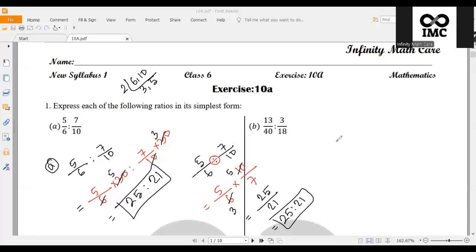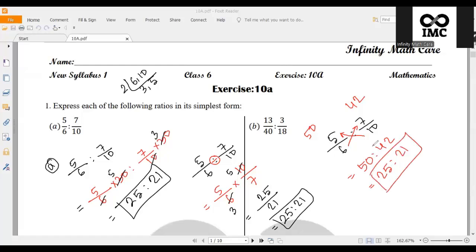Okay. Now, the last method is very interesting, very easy. We will use this one when we have only two terms. That is the cross multiplication method. That is 6 7s are 42, 10 5s are 50. So 50 is to 42. Now convert into lowest terms. 50 and 42 are both divisible by 2. So 50 by 2 will be 25, 42 by 2 will be 21. Okay. So look, in three different ways we can get the same answer. I hope you understand this one properly.